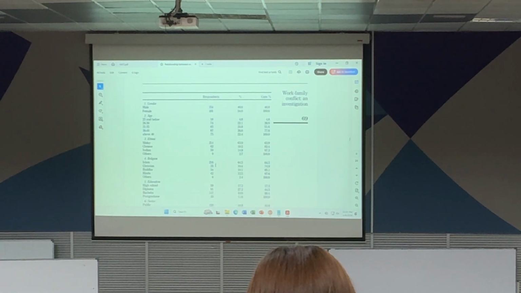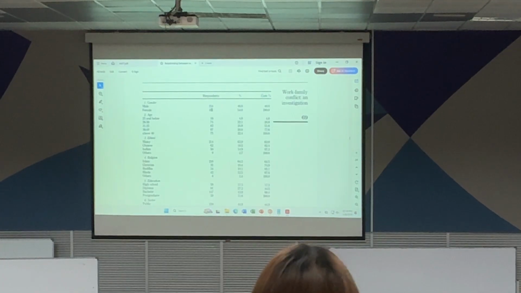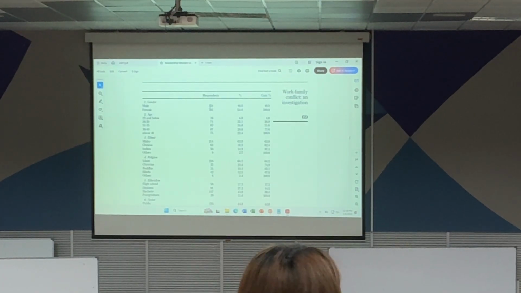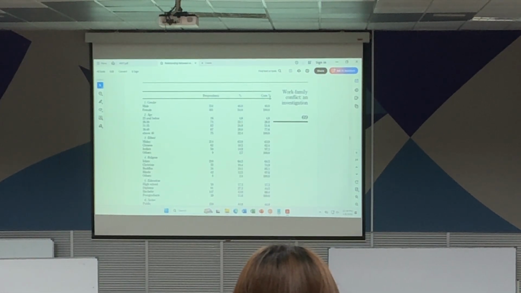Number of respondents. This one you should have calculated already, right, isn't it? So how many male, how many female? Percentage is out of 100%. No, I think you know how to count percentage, right? This one, 154 divided by the total, isn't it? Cumulative percentage, you know what is cumulative?